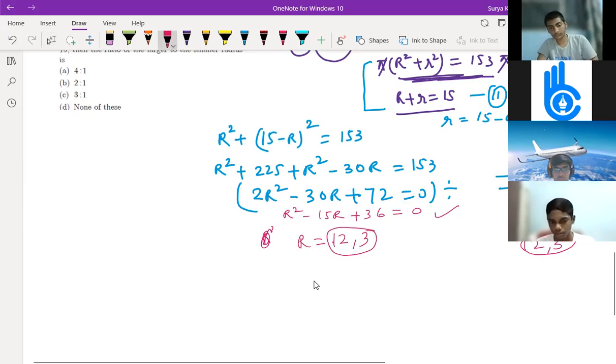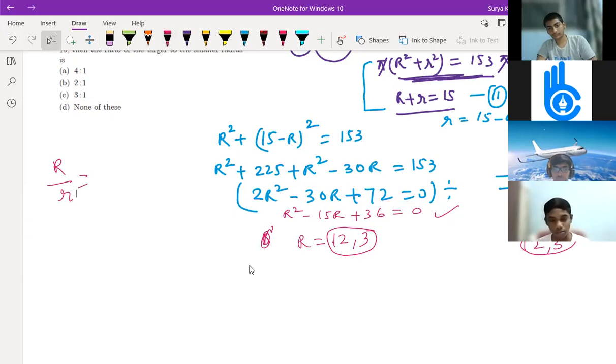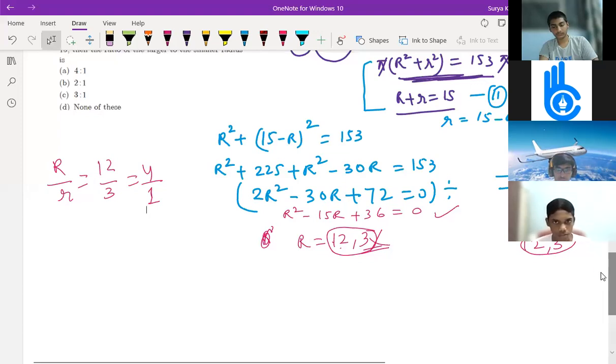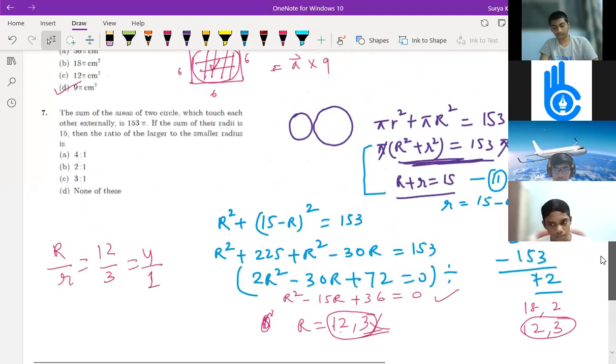Yeah. So capital R by small r. If you find here capital R is 12, so this will be neglected. You just remove 3 right now. The small r will be 3 only. So 12 divided by 3, that is 4:1. It's clear to everyone? Praharshan, it's clear now? Yes. Rasool, you got the same answer? Yes, sir. This was a nice question.